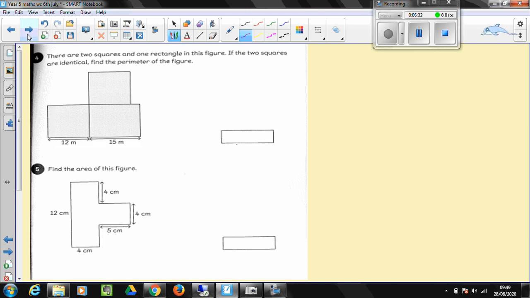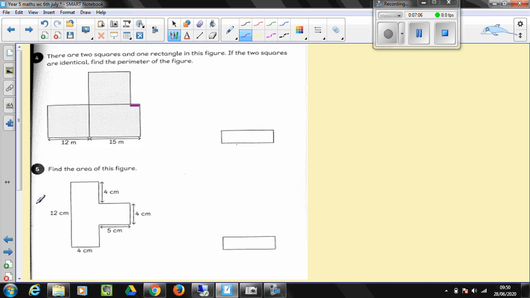You've also recently had a go at area and perimeter. The first question asks, there are 2 squares, really important you know some facts about squares that are going to help you work out the other sides, and 1 rectangle. If the 2 squares are identical, find the perimeter of this figure. So you need to remember what perimeter is. You also need to know, well, if I know this length, how am I going to work out this length? And if I know this length, how am I going to work out this length? Be careful, there's a tricky extra bit here that you need to work out as well.